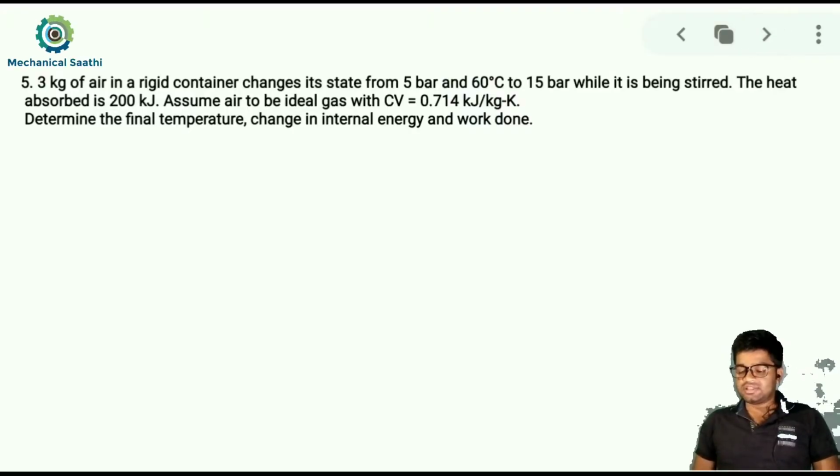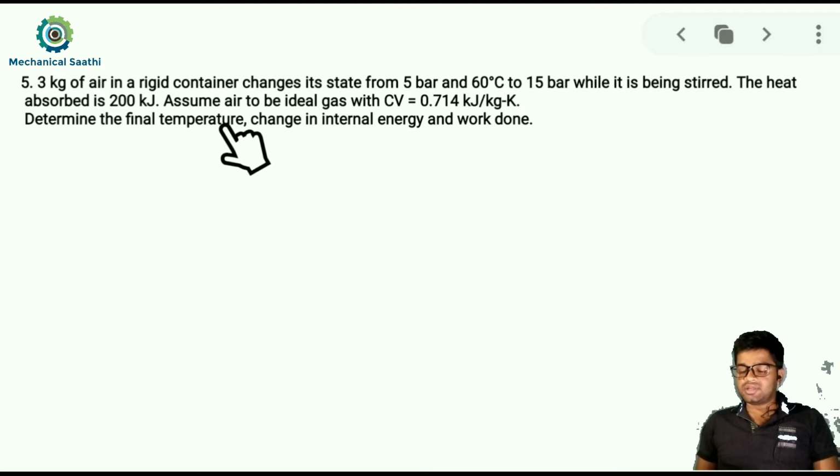For today, this is the question. Let us first try to read it. It says that 3 kg of air in a rigid container changes its state from 5 bar to 15 bar while it is being stirred. At state point 1, the temperature is also given as 60 degrees centigrade, and the heat absorbed is 200 kilojoule. So during this process, when it is being stirred, heat is also being absorbed by the system, given as 200 kilojoule.